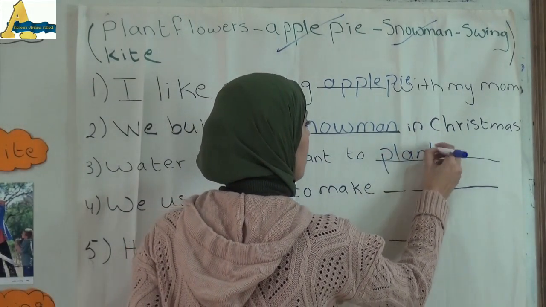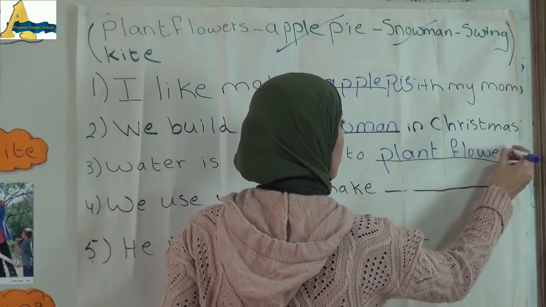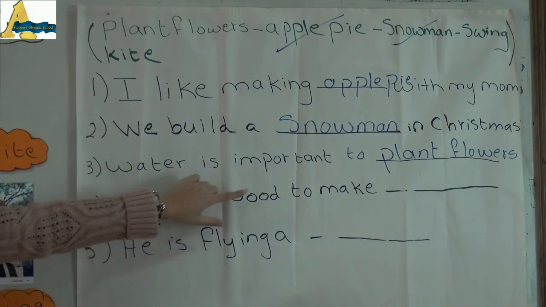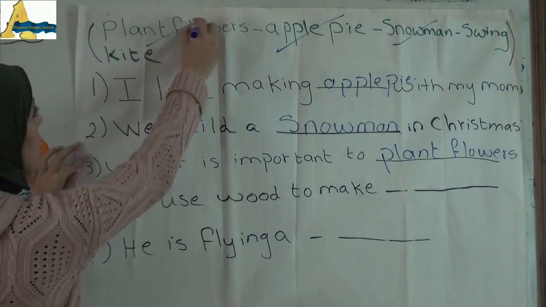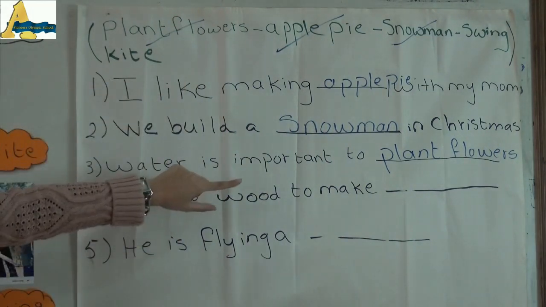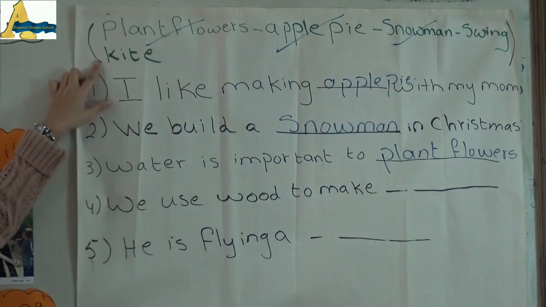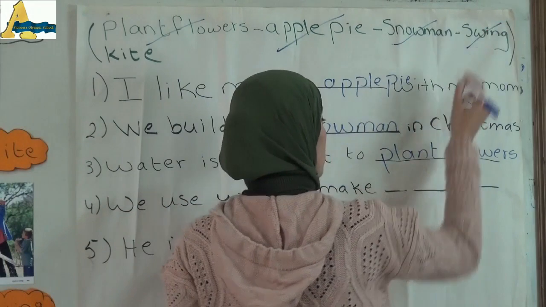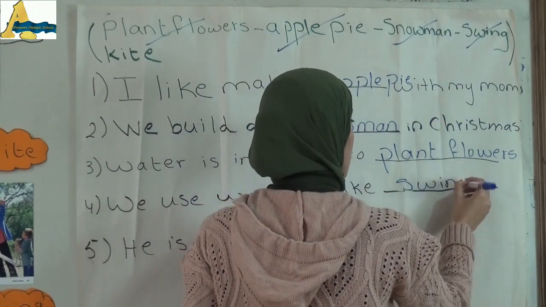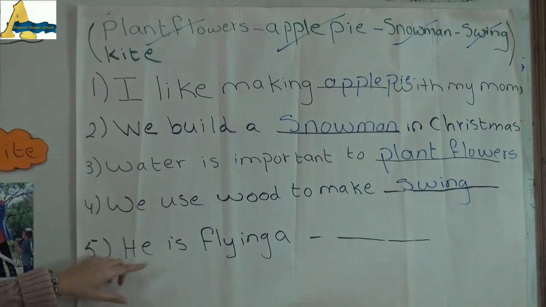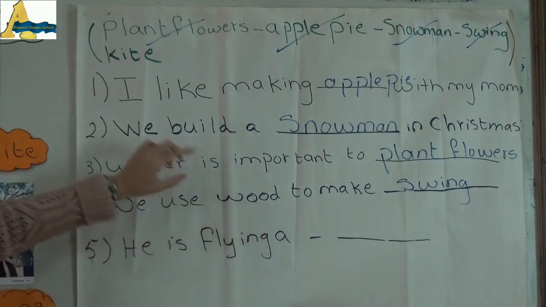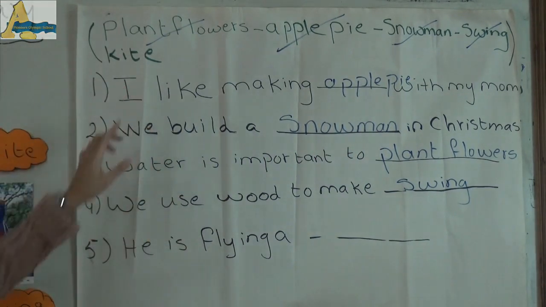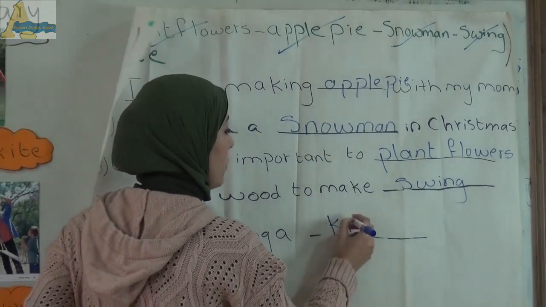Plant flowers. Number four, we use wood to make, I'm going to cross it out. We use wood to make swing or kite? We use wood to make swing. So we will cross it out and we are going to write swing. The last one, he is flying a. He is flying a kite. We use the verb fly when we use the word kite.